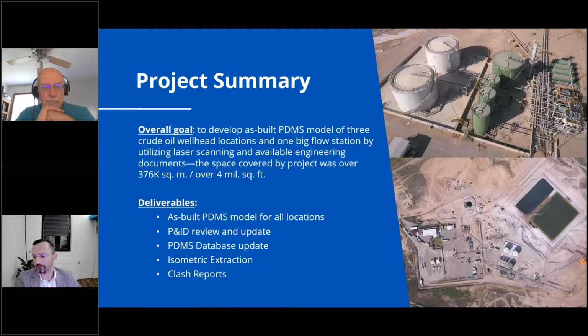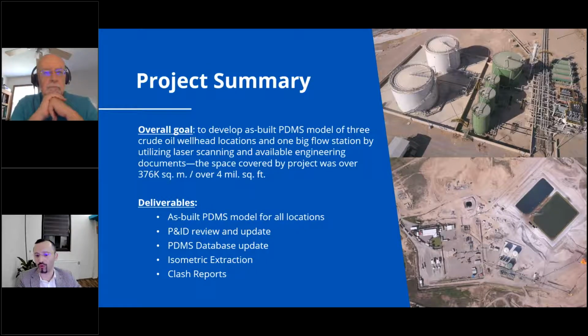In this project, the deliverables required by the client were, in the first place, an as-built PDMS model for all locations, combined with a review and update of the P&IDs, meaning piping and instrumentation diagrams. Using an intelligent model, it was required to update the PDMS database, PDMS being the engineering software required by the client for this job. The last outputs of this project were isometric extraction and a clash report, related to clash detection between elements in the model.